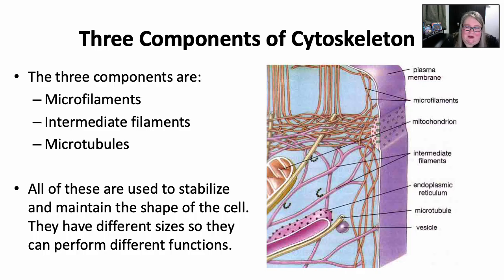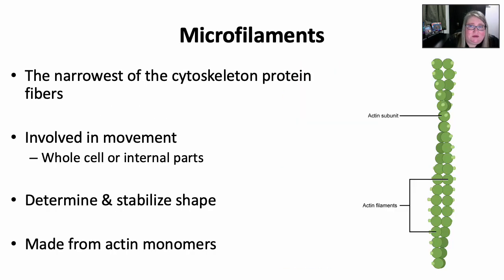Now, as I said, all these are protein fibers, but they differ in size, with the microfilaments being the smallest and the microtubules being the biggest. Now, all three components of the cytoskeleton are going to help maintain the shape of the cell, but their different sizes are going to allow them to do different functions besides maintaining the shape. So let's talk about each one. So let's talk about these specific parts of the cytoskeleton. Let's start with the smallest, the microfilaments.